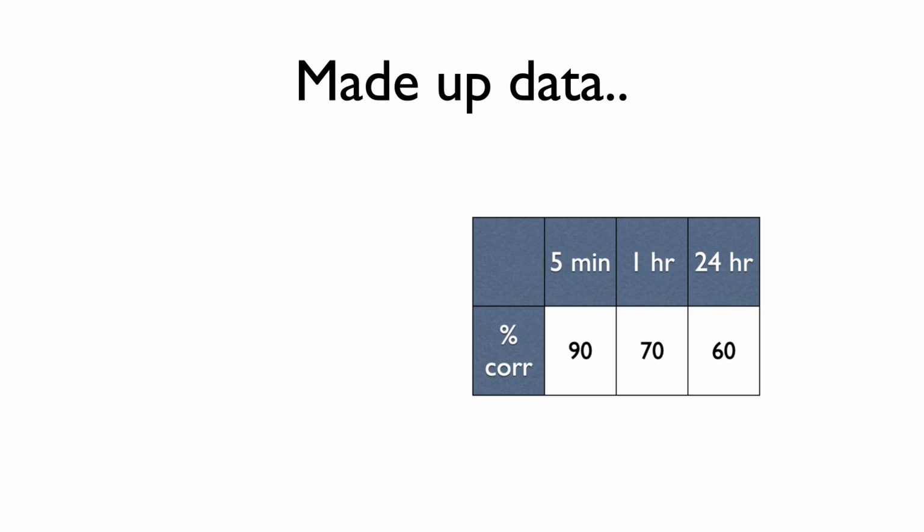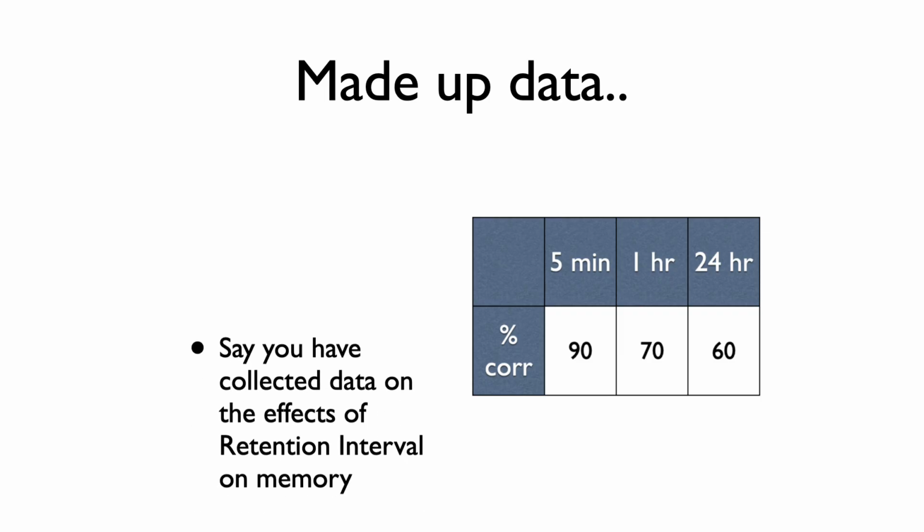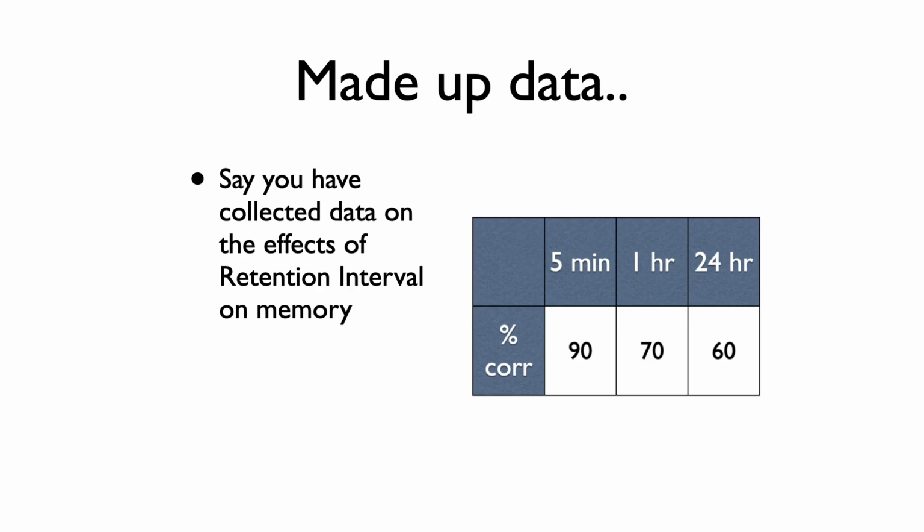Those of you in my memory class may recognize the idea of having different retention intervals, 5 minutes, 1 hour, and 24 hours, for remembering a list of words. That's what we have here. And the percentages are pretty reasonable. If I give you a list of, say, 20 words, you'd probably remember about 90% of them 5 minutes later. 1 hour later, about 70%. And 24 hours, about 60% probably. Once you hit a week, it's around 20%, 30%.